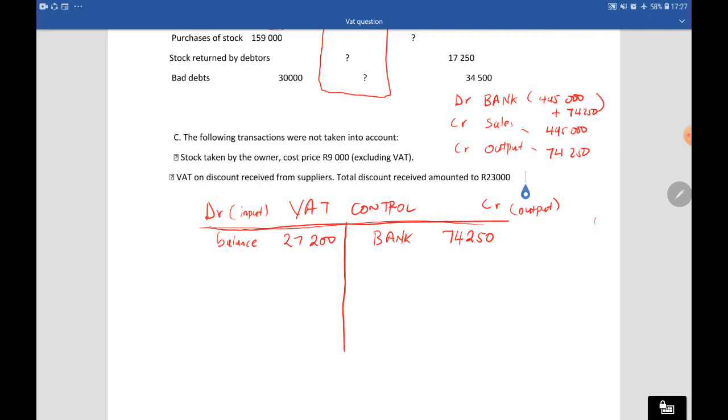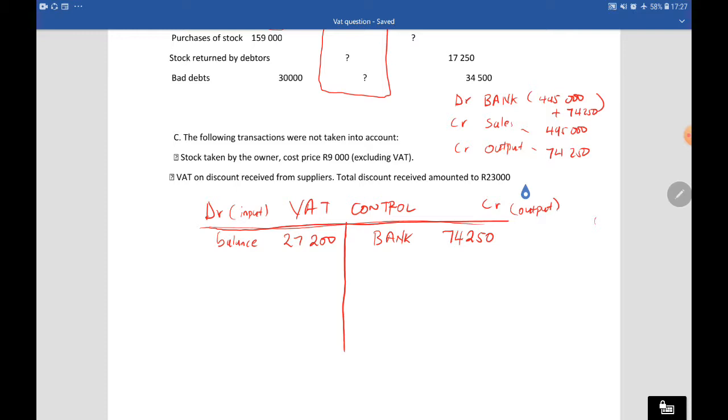So the easiest way to look at this is you ask yourself, when we're selling goods, which two accounts are involved? Bank and sales, right? And in this case, we debited VAT control. So if we debited VAT control, what else is debited? Sales, and then the remaining account is bank, which is debited. That's the one that's the contra account.